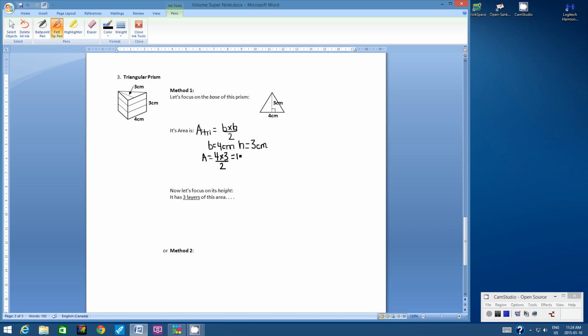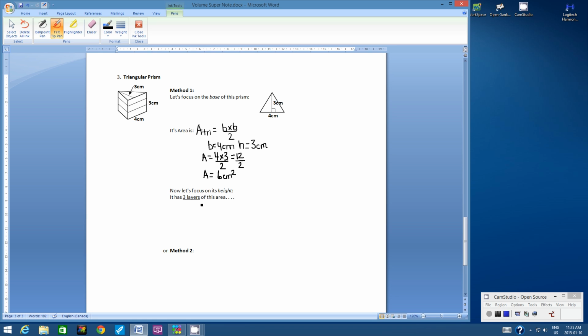All right, so let's calculate the numerator. 4 times 3 is 12, and that's divided by 2. And then we could come down to our calculation line. 12 divided by 2 is 6 centimeters squared. Now remember, this is area, so it's centimeters squared. We don't need a therefore statement because, as you know by now, method 1 has 2 separate steps. So now let's focus on the height of this prism. It looks like a piece of cake, doesn't it? So we have 3 layers of this base. So we have 3 centimeters.